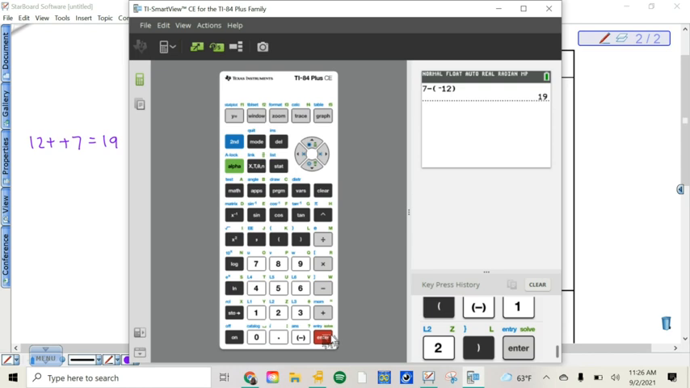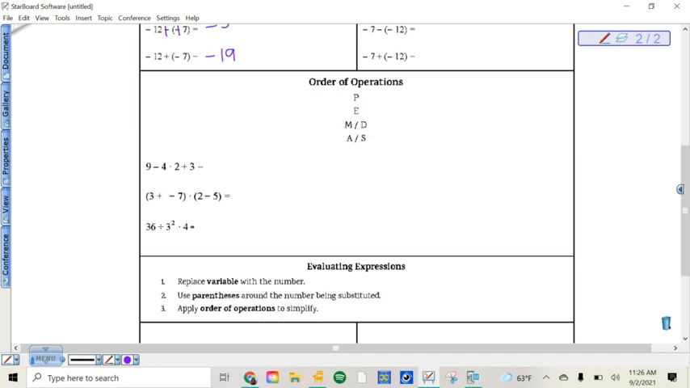Okay, let's go on to the next one. So, order of operations, right? What does the P stand for? Parentheses. What does the E stand for? Exponent. I'm going to write it. Multiplication, division, and then addition, subtraction. For multiply and divide, and for add and subtract, we just go left to right.